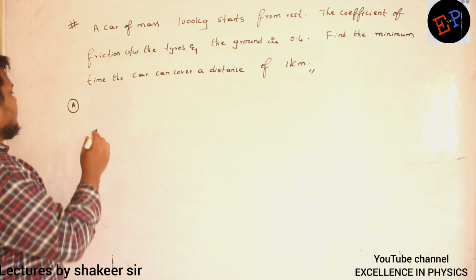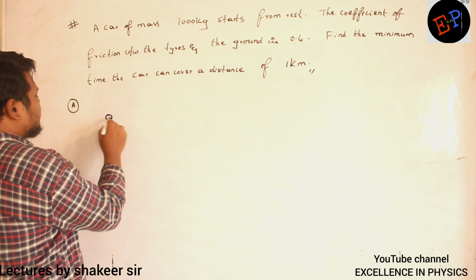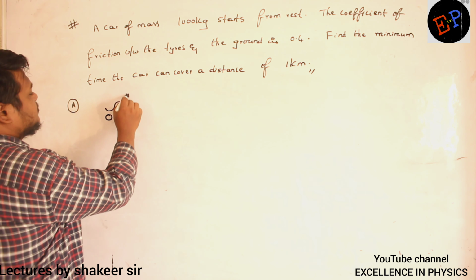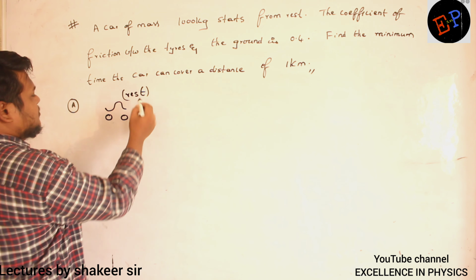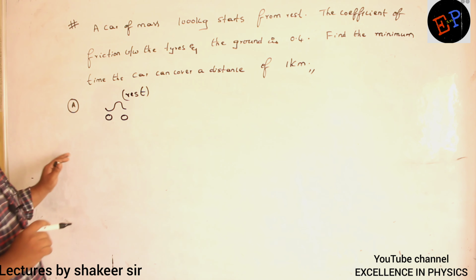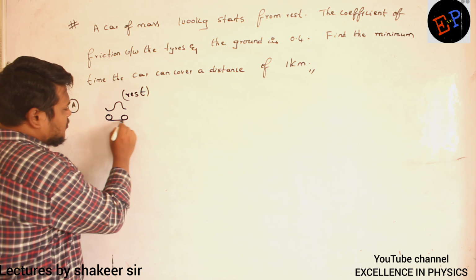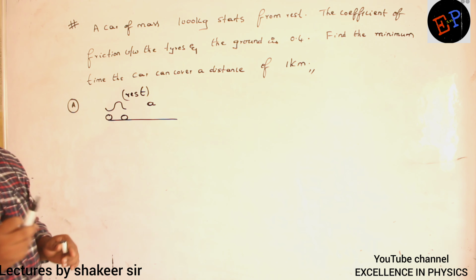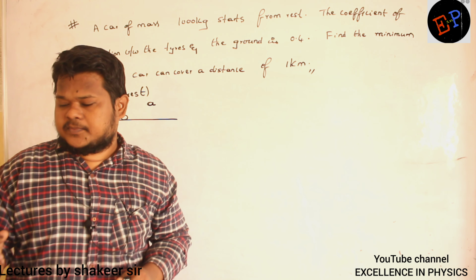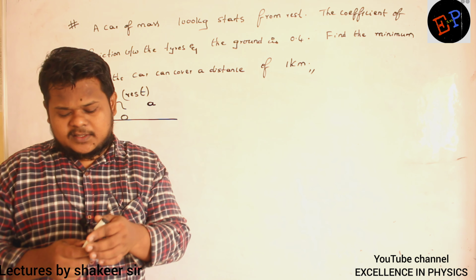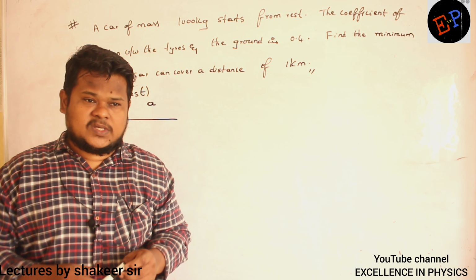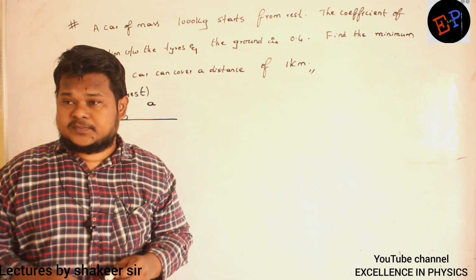Consider this is the car, and the car is starting from rest position. For the car to move, first of all, it should accelerate. Its velocity should increase. Clear now? Can you say how its velocity is increasing?